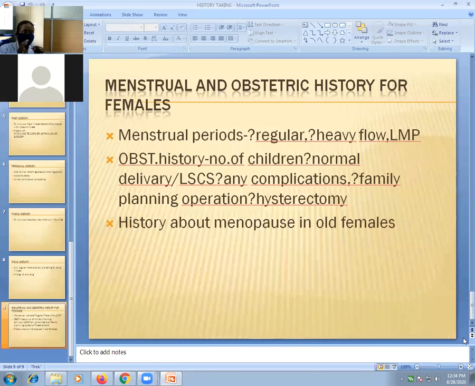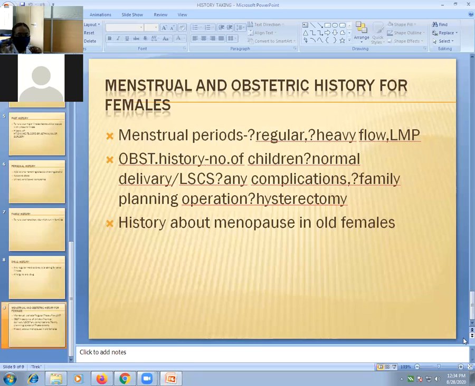So before prescribing any drug in a young female, always rule out the possibility of pregnancy and then prescribe the drugs, because many drugs are contraindicated in pregnancy. So in menstrual history, ask whether cycles are regular, whether flow is normal or heavy, whether there is history of dysmenorrhea and menorrhagia, and the last menstrual date.